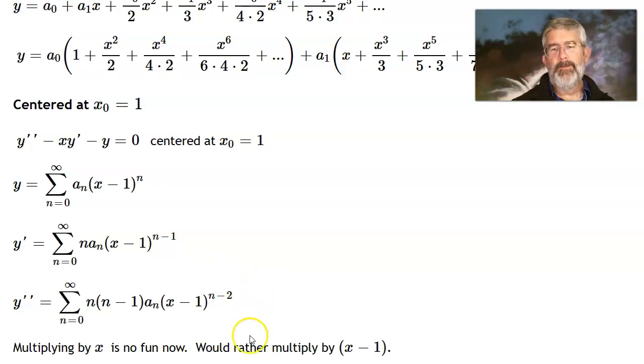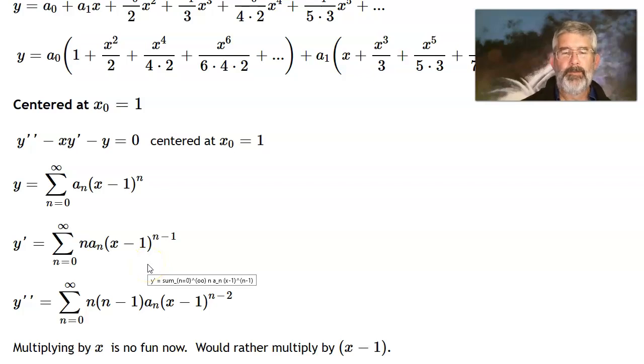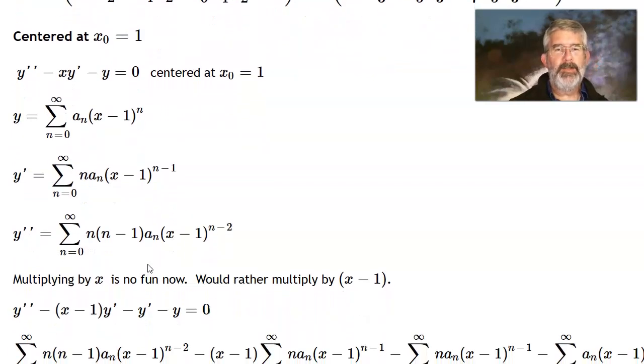So what I'd rather do is multiply by x minus 1, because my power series is in terms of x minus 1. So I'm going to change that differential equation. Rather than an x there, I'm going to change it to an x minus 1. You say, but Will, you can't just do that. I'm going to say, I can do anything I want, as long as I do it right.